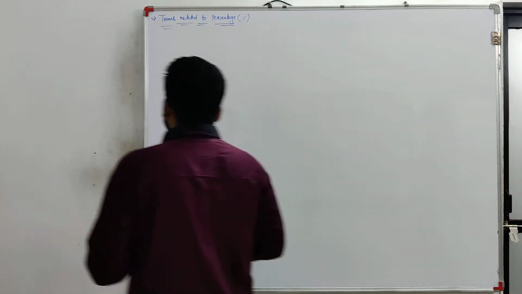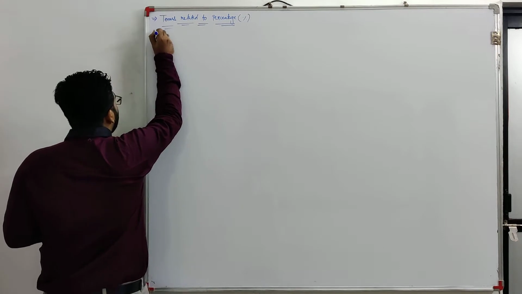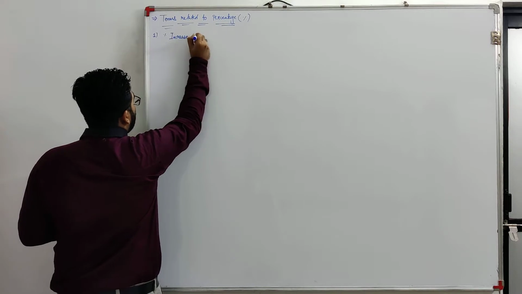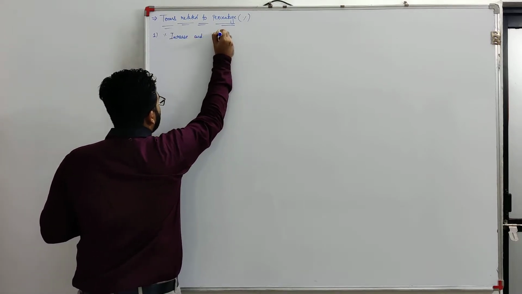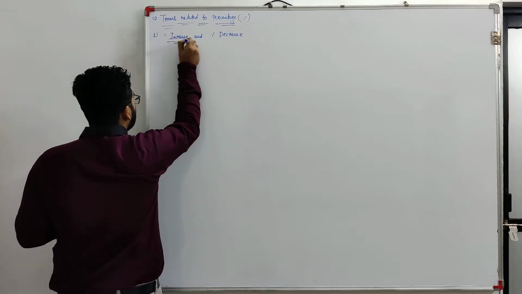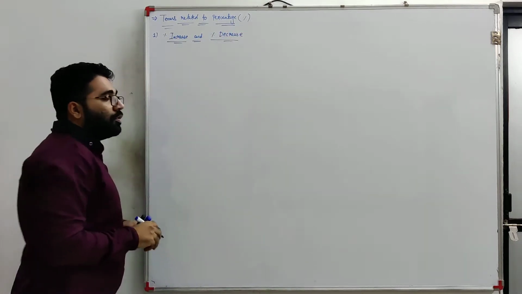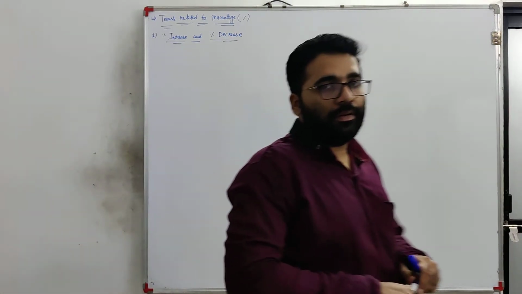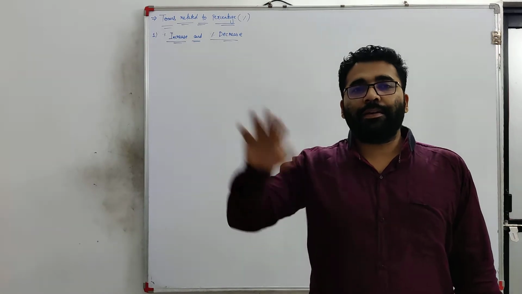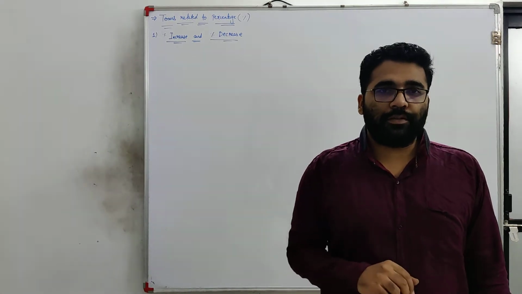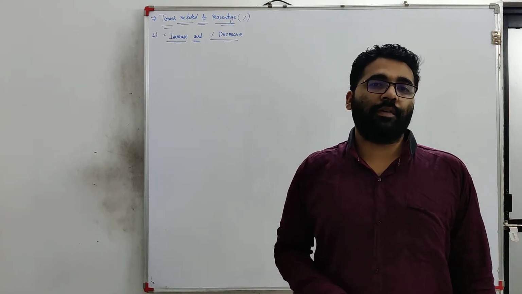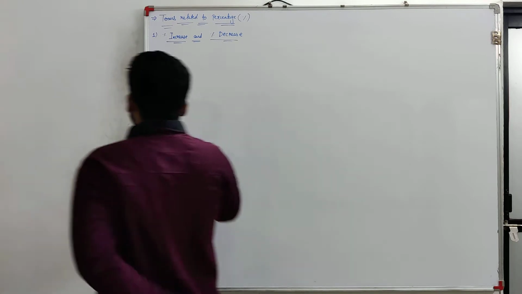So the first concept is percentage increase and percentage decrease. What is percentage increase and decrease? A decrease or increase in a value expressed as a percentage, or out of 100 parts, is called a percentage increase or decrease. So what is the formula of percentage increase and decrease?